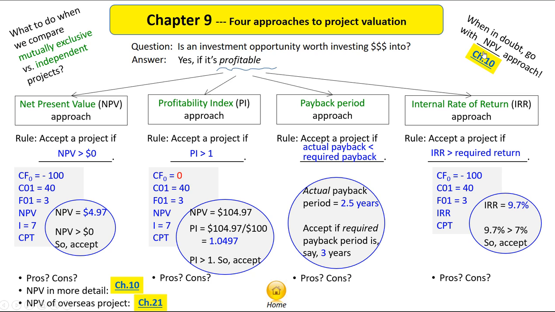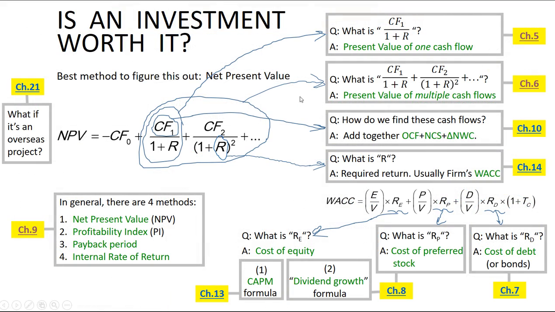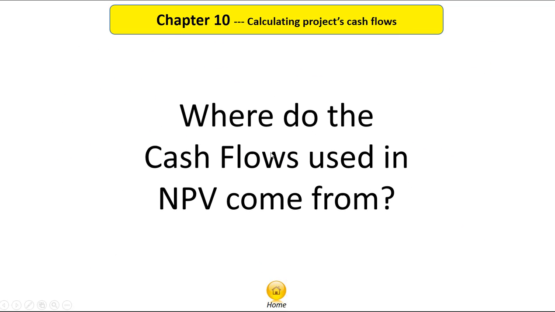And so throughout the remaining chapters in the class, we focus on the net present value approach, which is in chapter 10. Okay, so let's go to the home page with an overview of the entire course. What's our next chapter? Chapter 10. It's all on NPV. And in chapter 10, we are focusing on how we actually find the cash flows that go into the net present value calculations. So let's click on the chapter 10 icon. Where do the cash flows used in the net present value calculations come from?